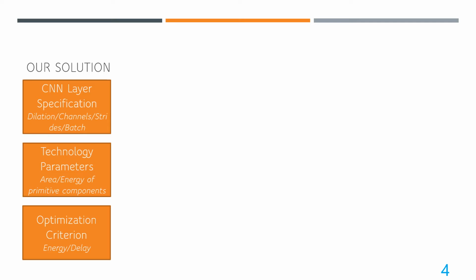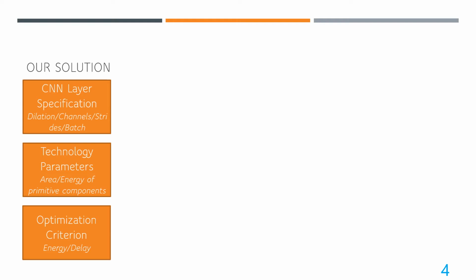Our approach takes as input: 1. Problem specification. These are CNN layer parameters like dilation or strides, and sizes of tensors involved in the CNN computation, like height, width, and number of channels of input and output activation tensors. 2. Technology parameters. Area of primitive components like SRAM cell area, FP32 multiplier, add unit, etc. Technology parameters also include energy per operation of primitive components.